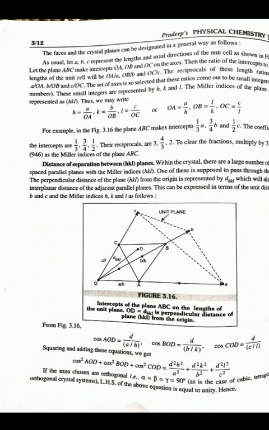The faces and the crystal planes can be designated in a general way as follows. As usual, let a, b, c represent the lengths and axial directions of the unit cell as shown in the figure. Let the plane ABC make intercepts OA, OB and OC on the axes. Then the ratios of the intercepts to the lengths of the unit cell will be OA/a, OB/b and OC/c. The reciprocals of these ratios will be a/OA, b/OB and c/OC. The set of multipliers is so selected that these ratios come out to be small integers, whole numbers. These small integers are represented by h, k and l. The Miller indices of the plane are then represented as (hkl).